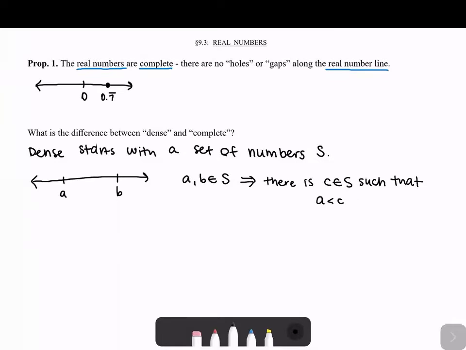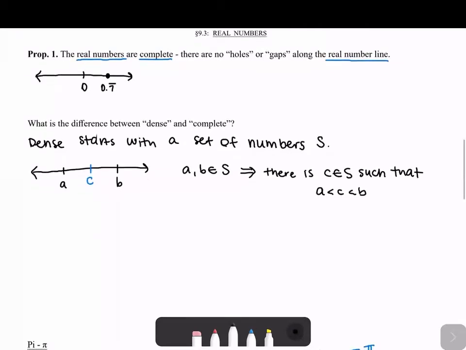So I recognize this looks really similar to what I just erased. That's okay. So density says if we have two numbers in a number set, then there is a C in that number set, another number in that number set that's between them. So if we have any A and B in the number set, we can zoom in on the number line and put a number between them. So we start with the set of numbers, and then we put those numbers on the number line in some ordering.